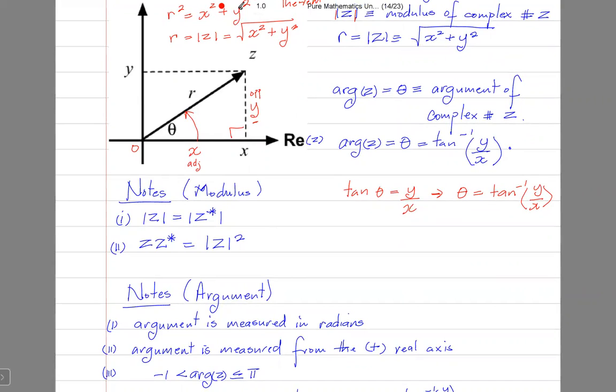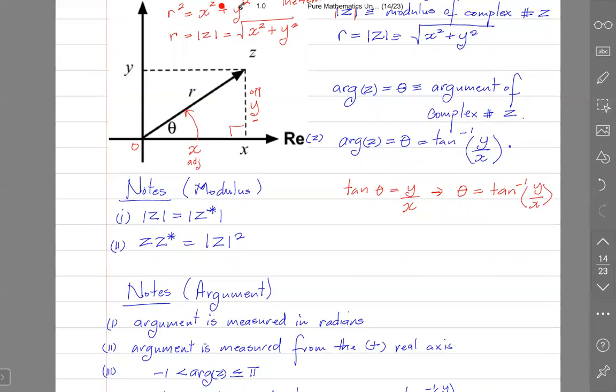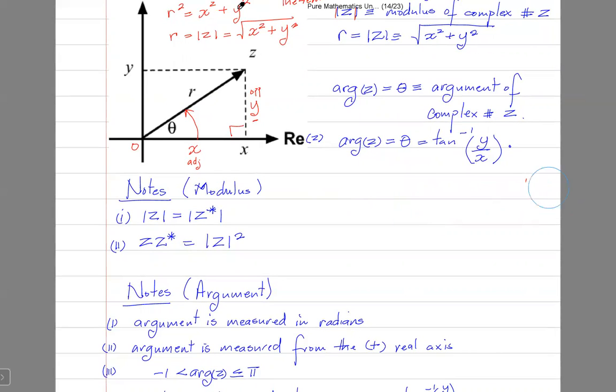Some notes on the modulus. The modulus of a complex number is equal to the modulus of the conjugate of the complex number. That's what it is saying. And these are things that you can prove for yourself.